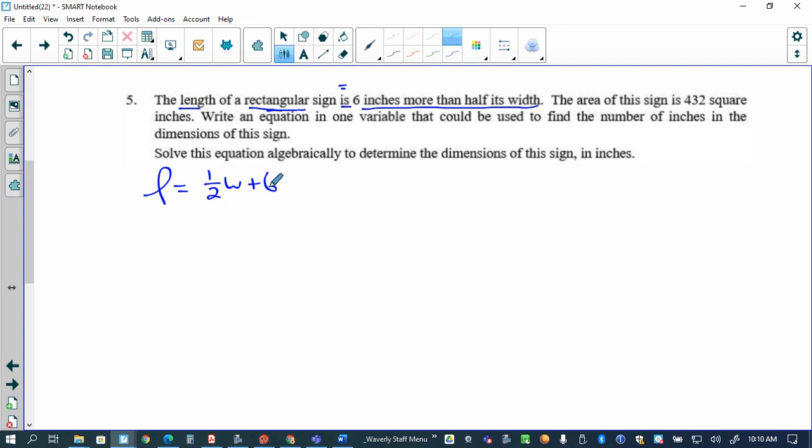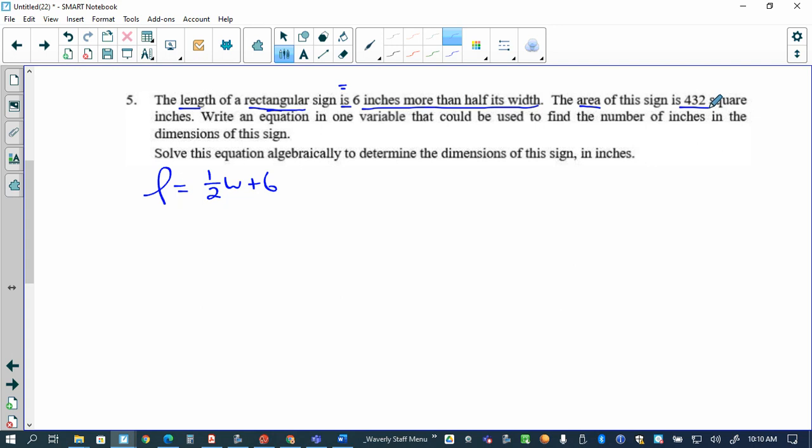Don't forget it equals 432. Does that equal 432? No, it does not. What actually equals 432 is the area. The area, which is length times width, equals what? 432.